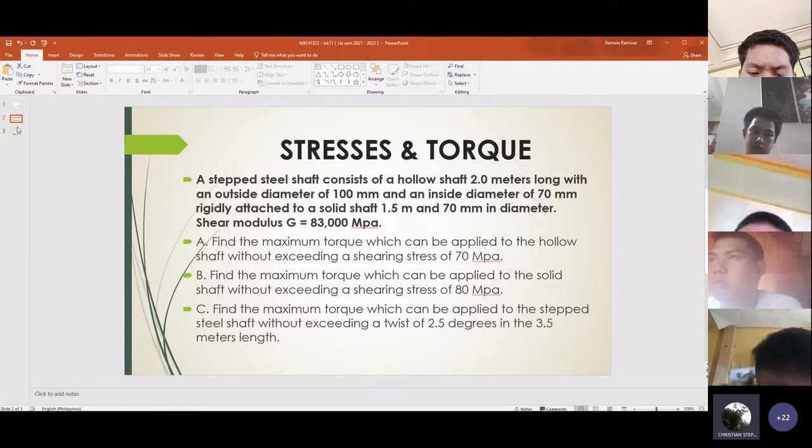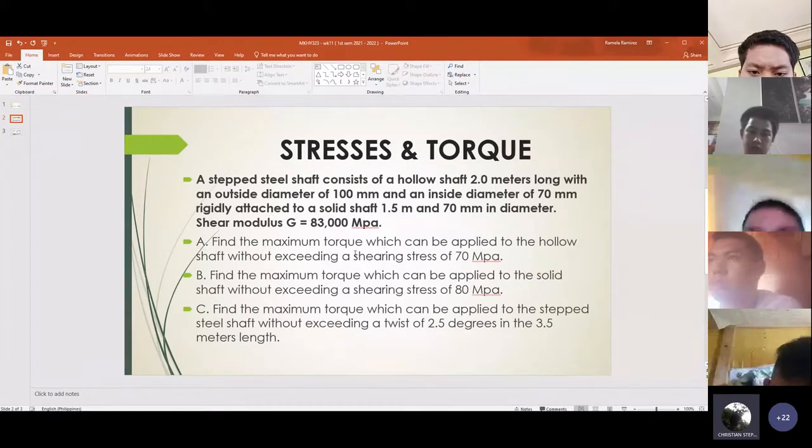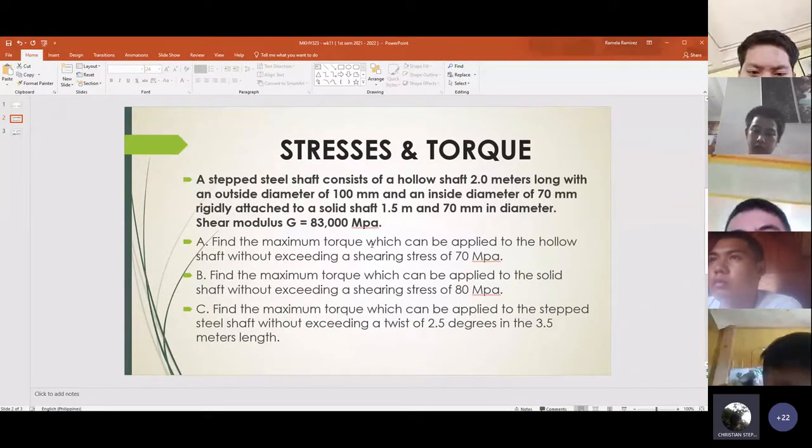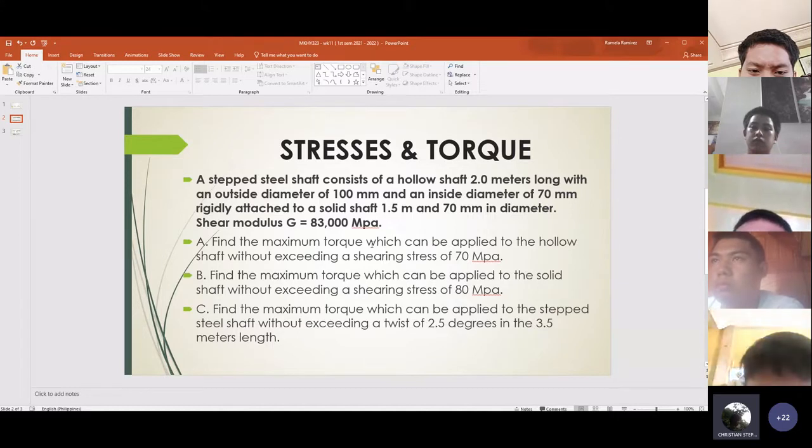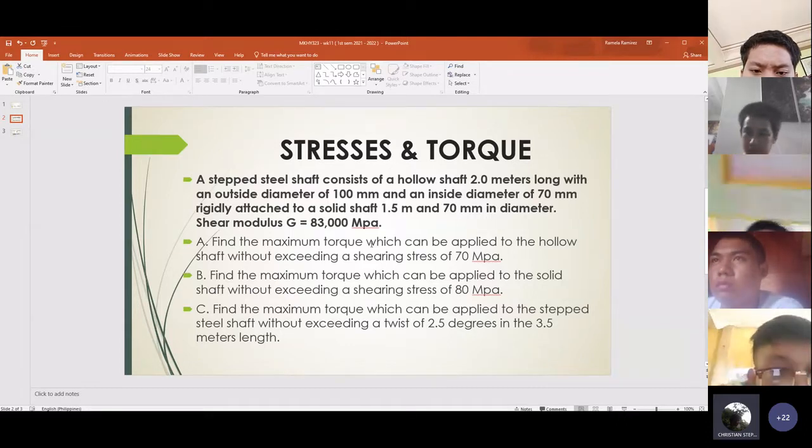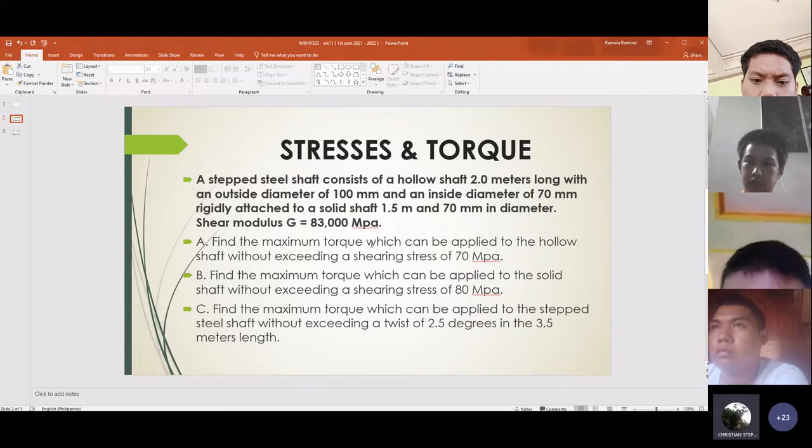Sample problems natin. So let us try solving this one. While I am discussing, I will be introducing to you yung mga formulas at yung lahat ng mga essential elements na kailangan alam natin in stresses and torque. So we have one sample problem here. According to the problem, we have a step steel shaft.